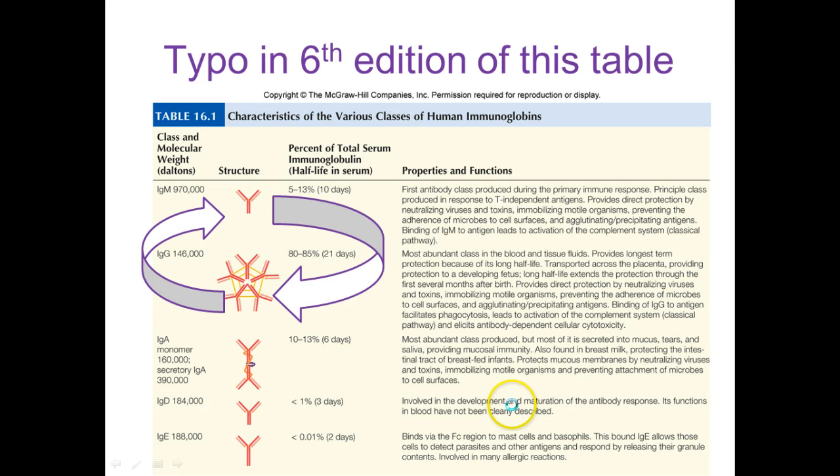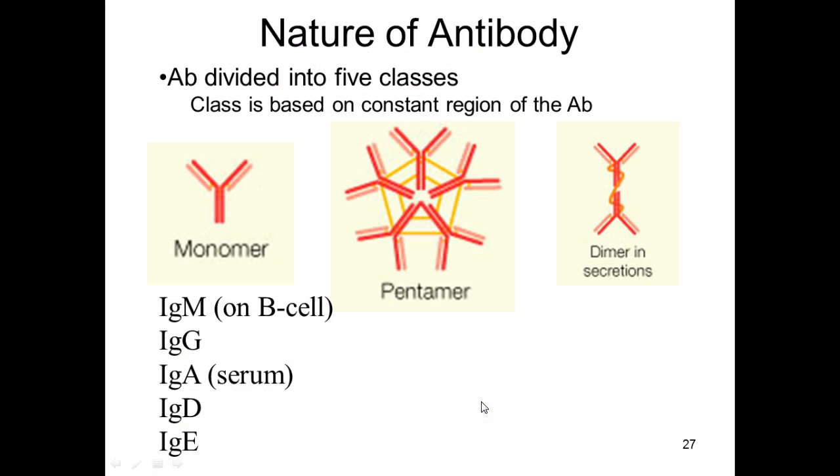Okay, and then we talked about three others: IgM, IgG, and IgA. IgM, as we've already said, that one is in this monomer form. It is the B cell receptor, basically. Which one is this big pentamer when it's secreted by the B cells? IgM, right? Remember, mega big.